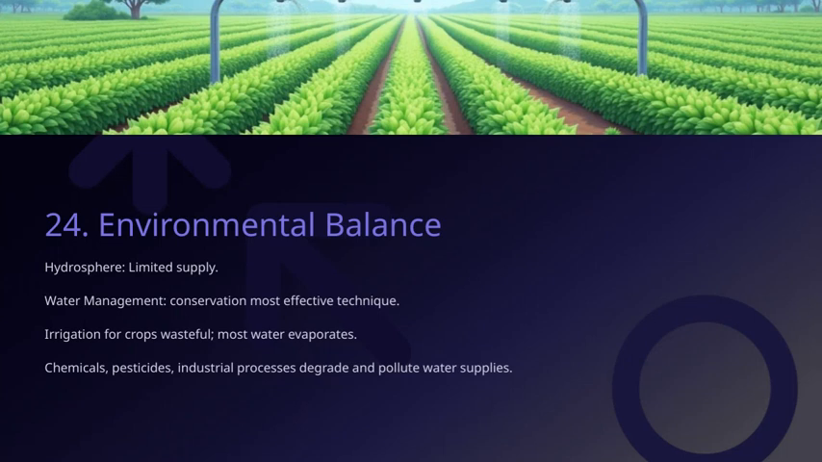Let's talk about the environmental balance and some of the challenges we face. Chemicals, pesticides, and industrial processes often degrade and pollute our water supplies, which is a serious concern for ecosystems and human health alike. When it comes to irrigation, it's important to note that much of the water used for crops is wasted because a lot of it simply evaporates before it can be absorbed by the plants. This highlights the need for more efficient water management practices.